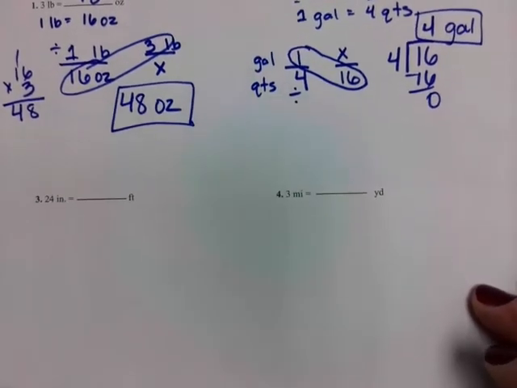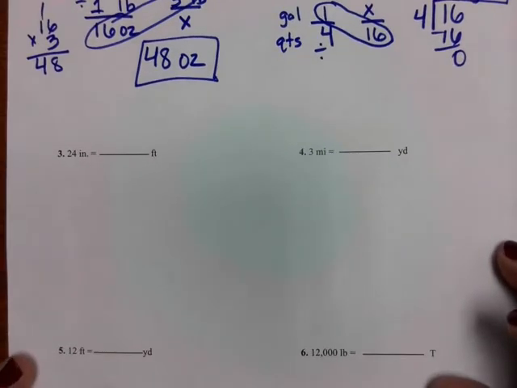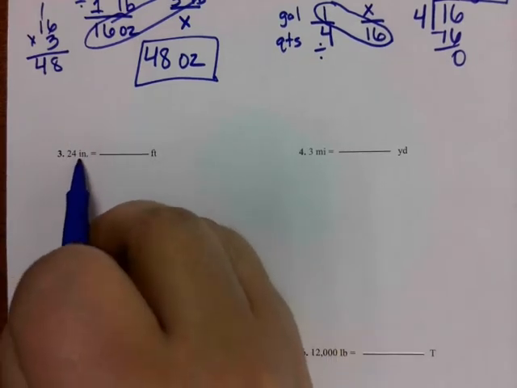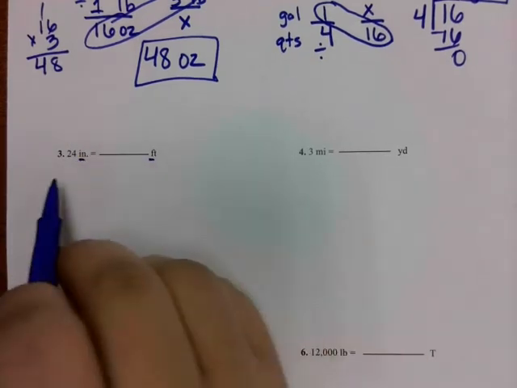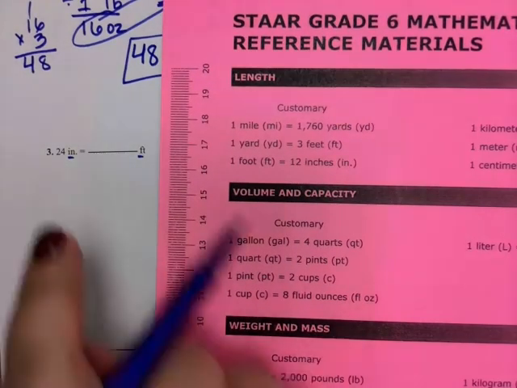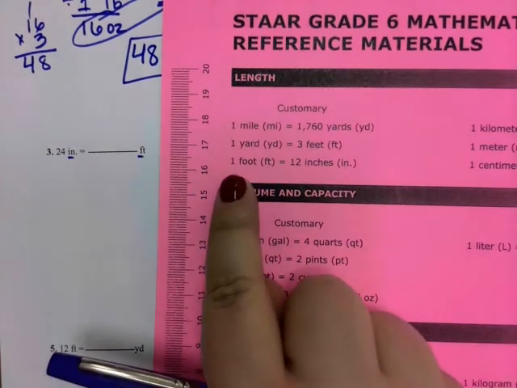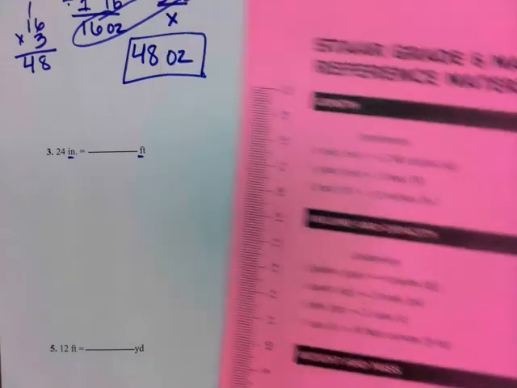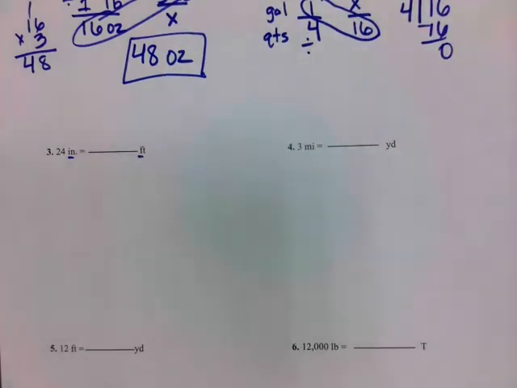All right, we'll do a couple more together, then I'm going to have y'all pause and do some on your own. So 24 inches equal blank feet. This is a conversion you hopefully know, but if you don't, it's right here at the top. We're going inches and feet. 1 foot equals 12 inches. So I'm going to write that down.